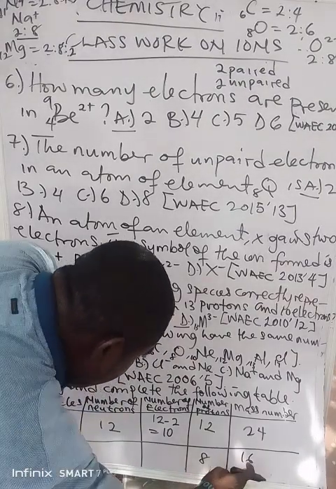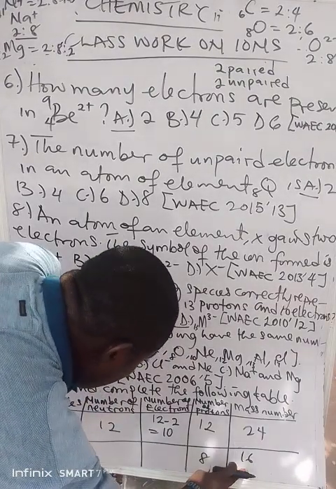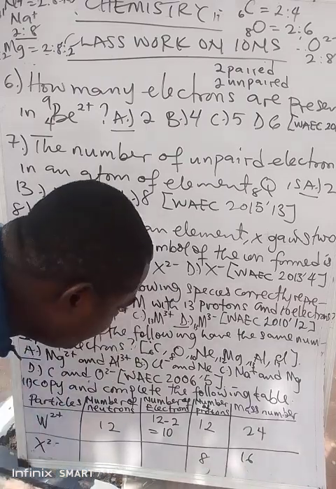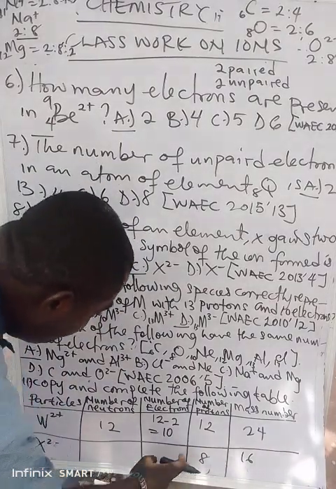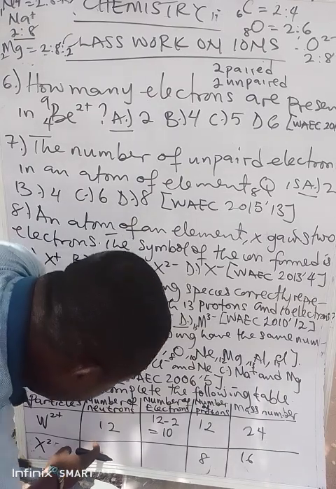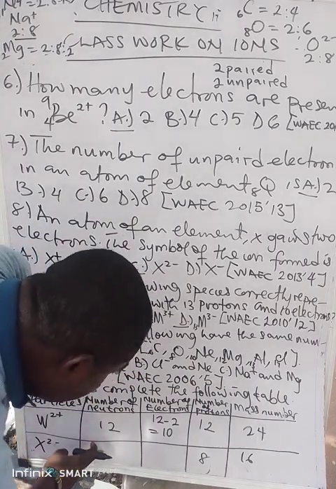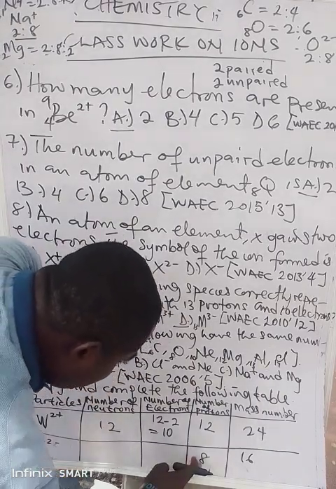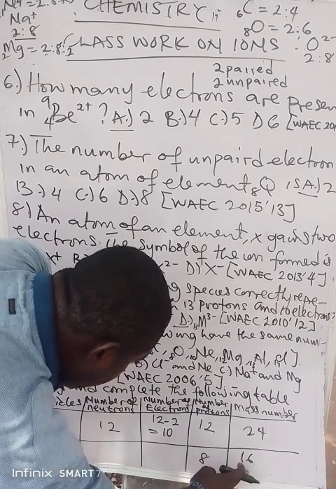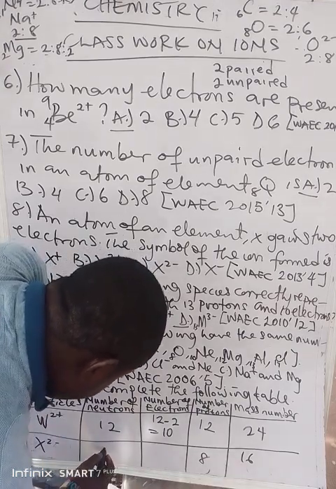Now look at this one. The mass number is 16. How do we get the mass number? The mass number is gotten when we add the proton number with the neutron number. It does not have the neutron number, but we can determine it by subtracting the proton number from the mass number. It will give us 8.